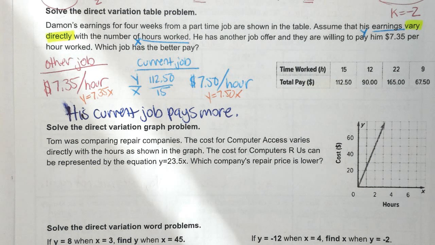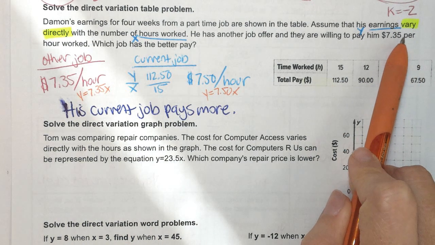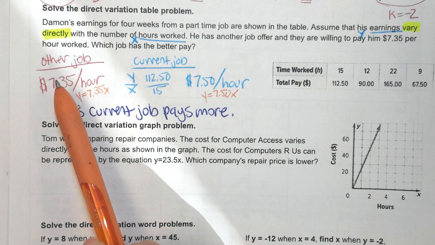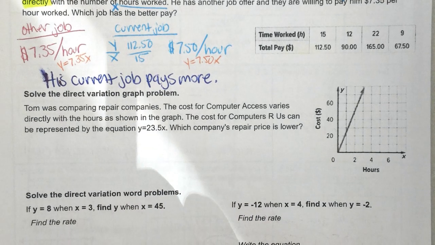an equation. Okay, so if they didn't tell you it was $7.35 per hour, and instead they gave it as an equation, that's how you would have pulled your K value out of that. That's going to be helpful in the next one.